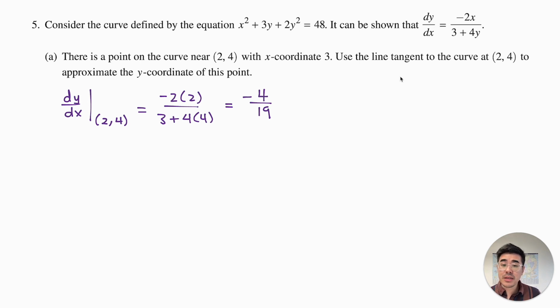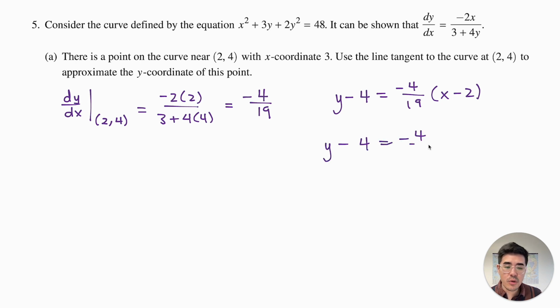And now let's plug it into our tangent line equation. So it's going to be y minus the y point is equal to our slope times our x minus our x point. So that's our tangent line. Now it says it has the x coordinate of 3, and so we want to find that point. So we're going to plug in 3 for our x. So y minus 4 is equal to negative 4/19 times 3 minus 2. 3 minus 2 is just 1. So y is just equal to 4 minus 4 over 19.